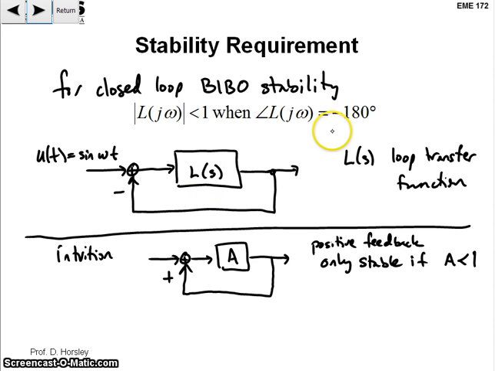degree phase shift. And so what we have to do to ensure stability is that when this loop transfer function has minus 180 degree phase shift, it better be simultaneously that the gain of the loop transfer function is less than 1. Okay, and then we can go back to this positive feedback loop, we can ensure that A, the gain of the loop, is less than 1, and so it's going to be a positive feedback system that is a stable positive feedback system.